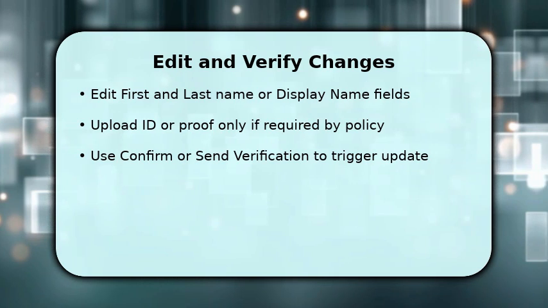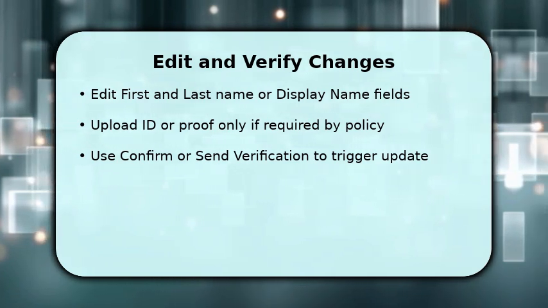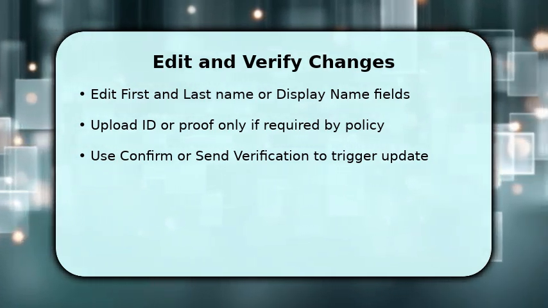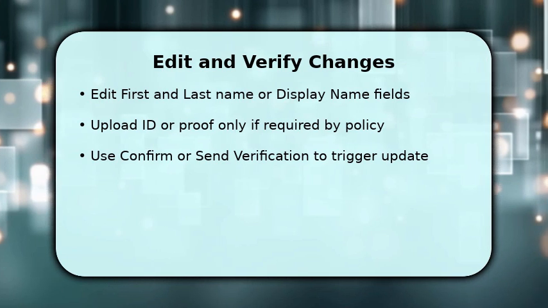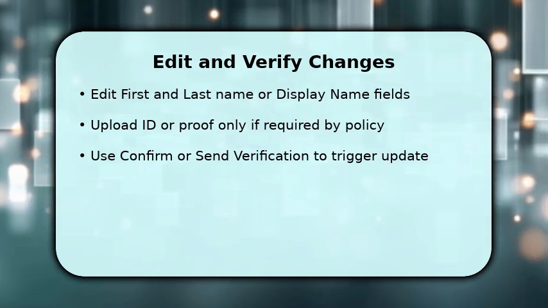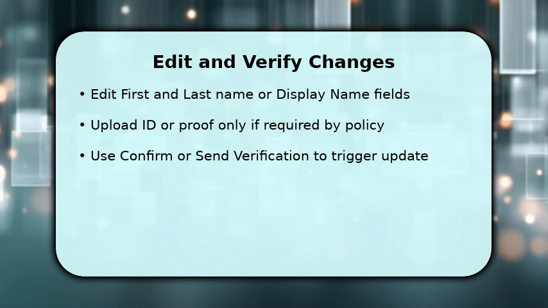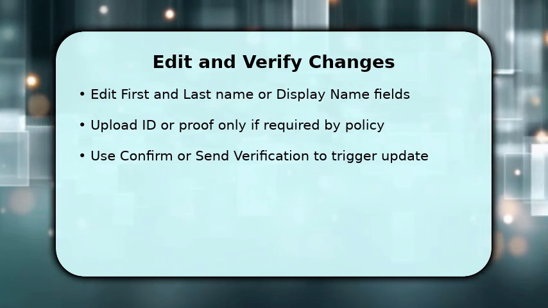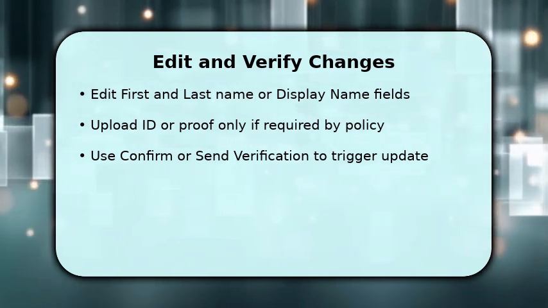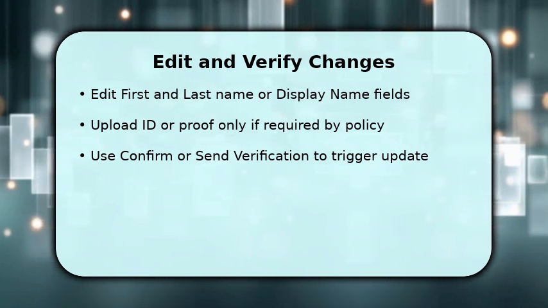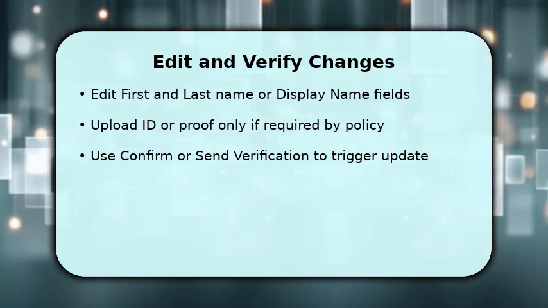If the app requires identity proof, upload a clear image or PDF and follow on-screen prompts. This step prevents reversals. Once done, click Confirm or Submit and watch for a verification email or in-app confirmation. If a cooldown or review period is mentioned, note the time frame so you don't repeat the change.